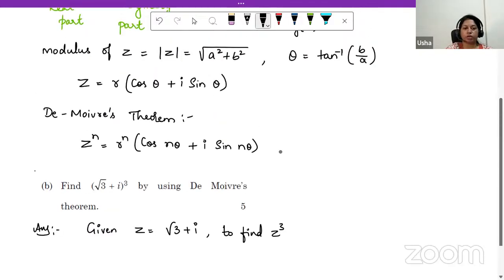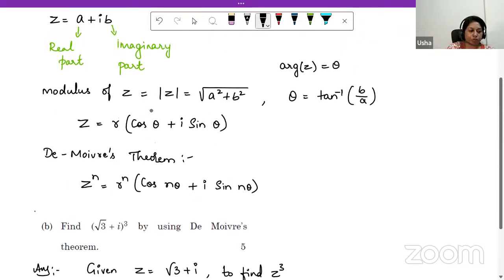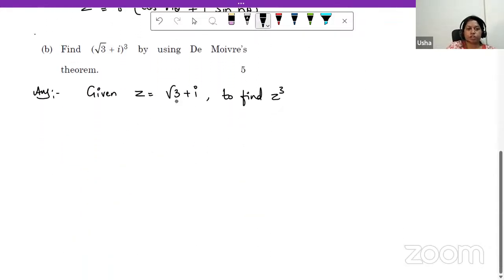Now let us find out two things. One is we need to find this r and we need to find theta. This modulus z itself is r. So let us first find r. According to the given information, a is root 3, the real part. b is the imaginary part, which is the coefficient of i. No number is there, which means b is 1.